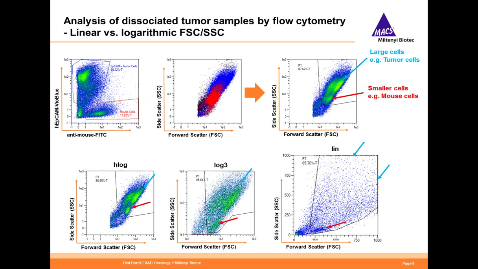Of course, you can also decrease the detector laser power to bring the tumor cells back into the gate, but then you will not be able to distinguish between the mouse cells and the debris. So we really prefer the hyperlogarithmic scale in order to get a good resolution of these very heterogeneous tissues.